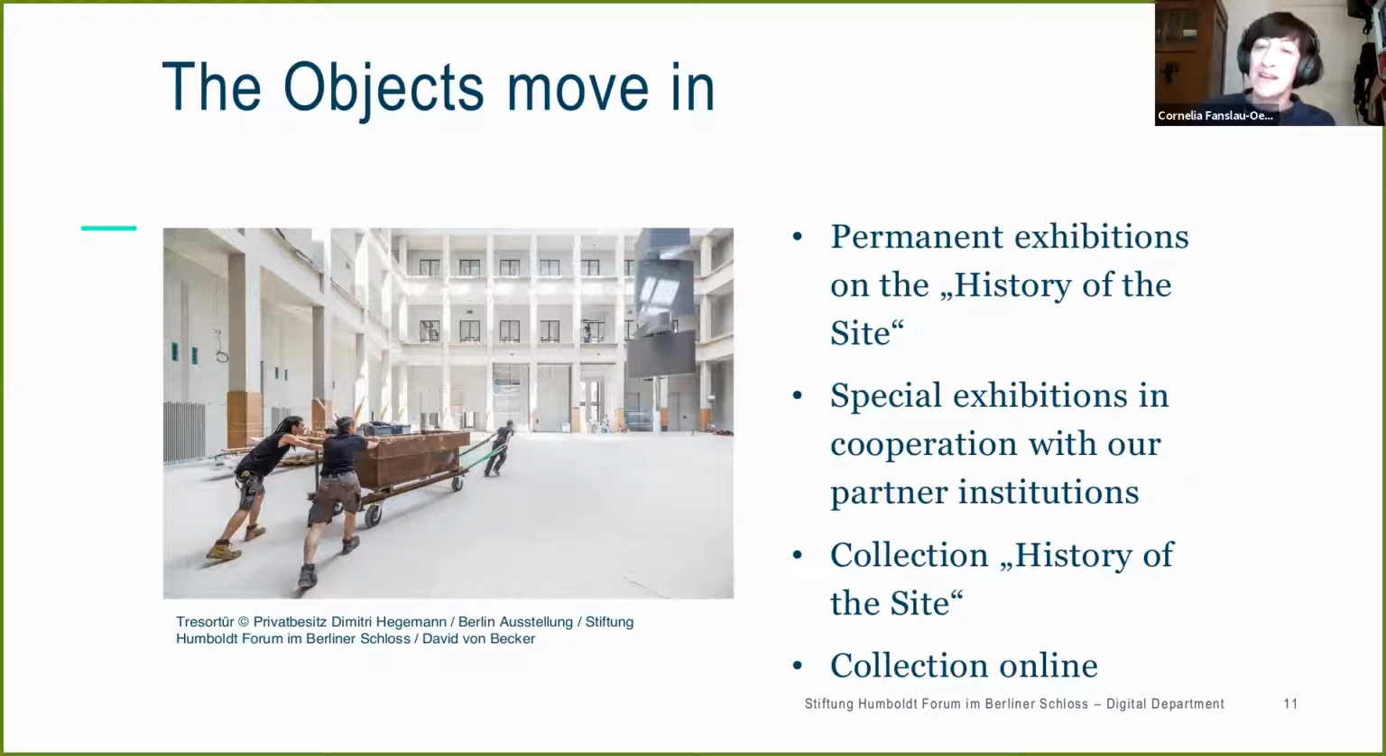And another part where we need this collection management system for is a small own collection on the history of the site. And further, we want to show all our exhibits, our objects you can see at the building, also online in our online collection. And these are only the exhibitions and the objects we as the Humboldt Forum Foundation have to handle. There are about 20,000 objects the other partners under our roof will show.